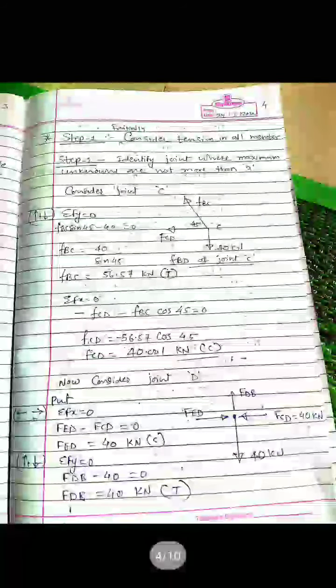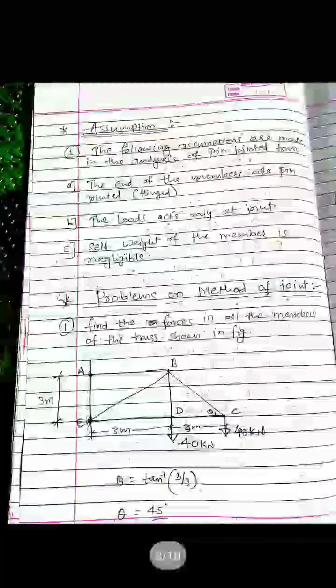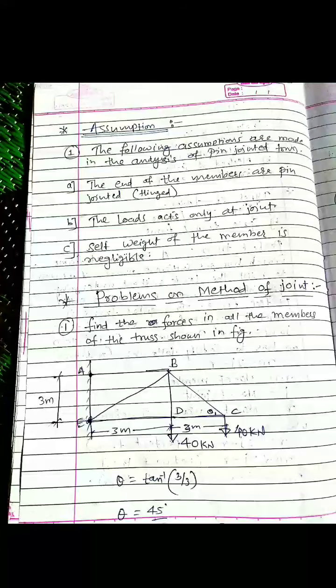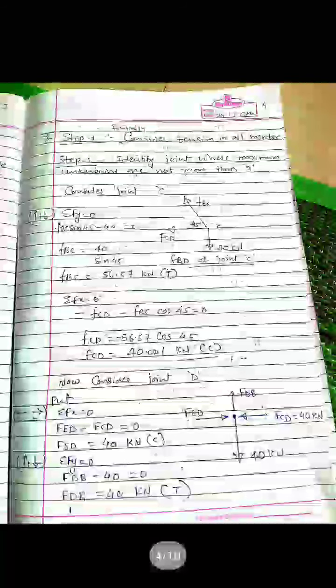Step 1. While proceeding, you must consider tension in all the members. And before proceeding for the analysis, identify the joint where the maximum unknown forces should not be more than 2. If we observe this truss, at joint C there are only 2 unknowns, that is force along CD and force along CB. So we will start with the joint C.